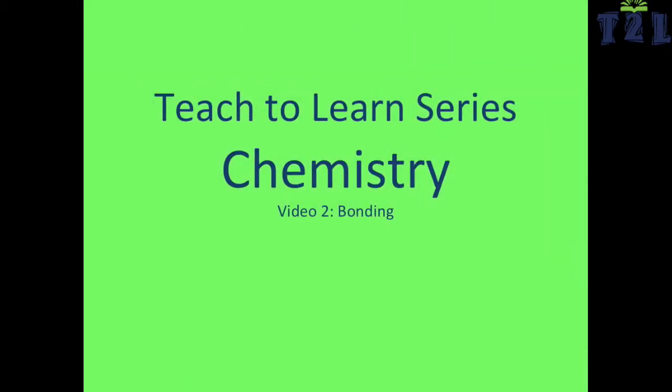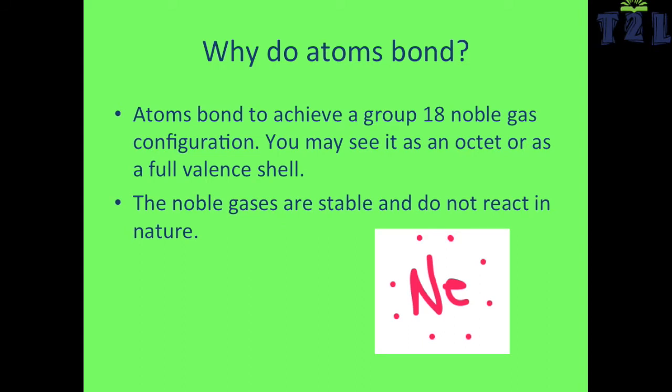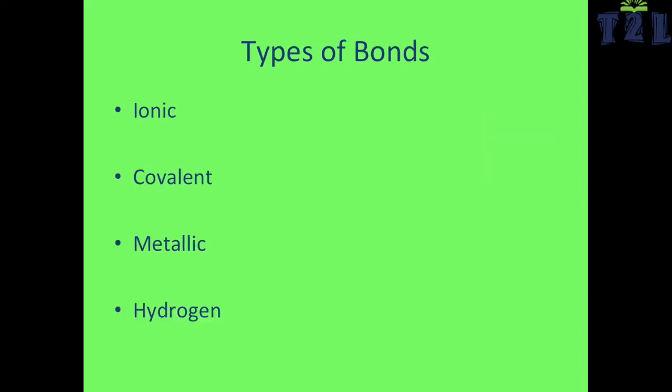We're going to talk about bonding today. Why do atoms bond? Atoms bond to achieve a group 18 noble gas configuration. These are the most stable gases and they're not reactive. There are four major types of bonds: ionic, covalent, metallic, and hydrogen.